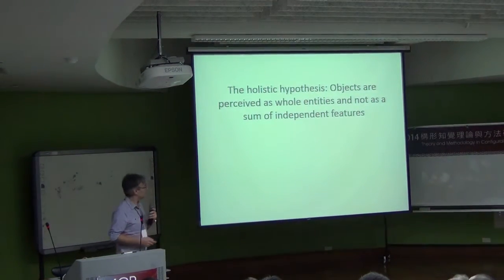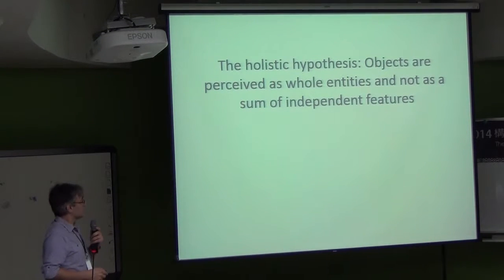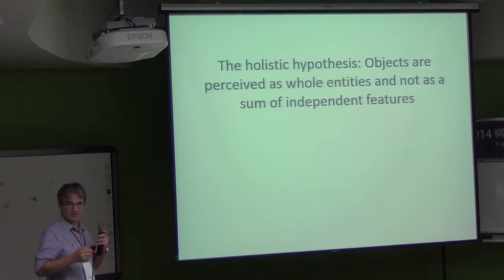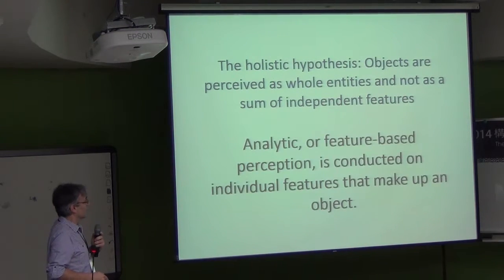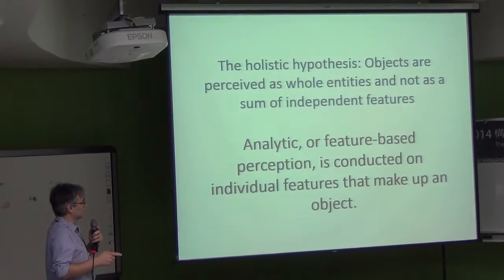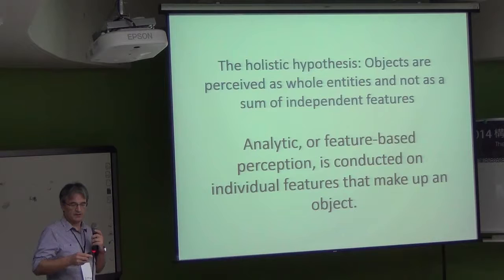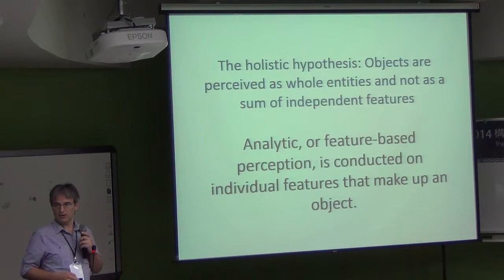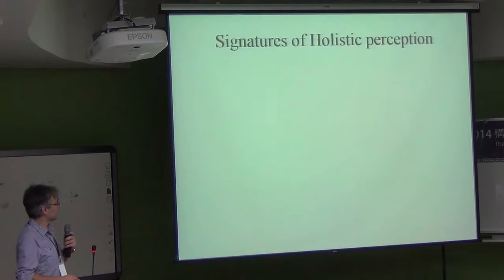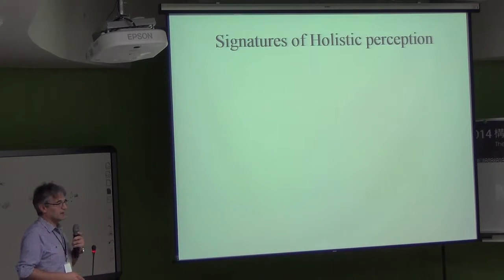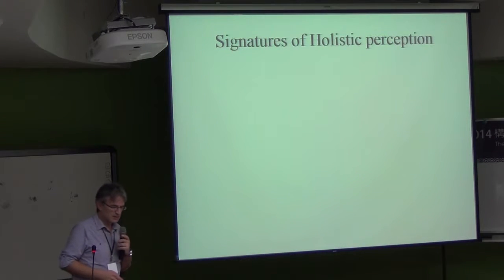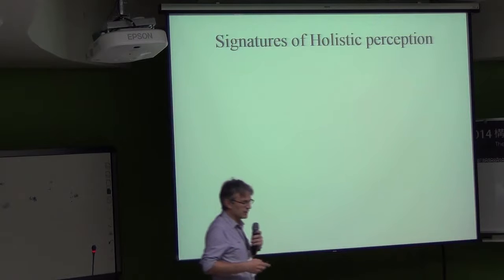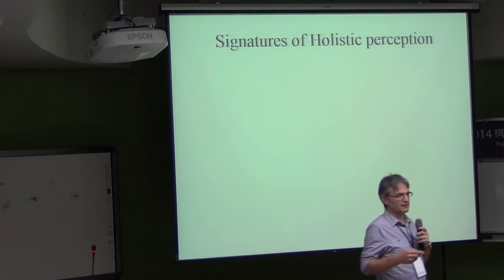In general, you can say that objects are perceived as a whole entity, not as a set of independent features. In contrast to that is analytic or feature-based perception. In contrast to the previous one, here we analyze, we are able to attend to the features. This is a general definition of the holistic versus analytic process. And throughout history, scientists in this area have been collecting many other ways to identify the presence of holism.